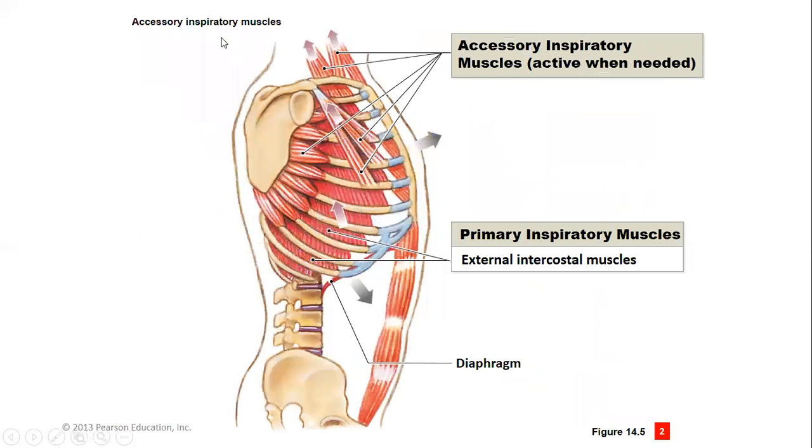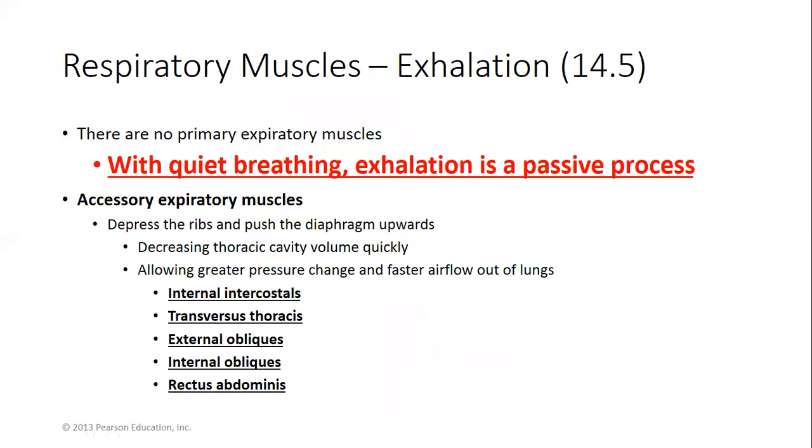So here's active inspiration. So there's the external intercostal muscles that pull the lower rib towards the upper rib, help you breathe in. The diaphragm contracts and flattens out and pulls in this direction, which increases the volume in the thoracic cavity. The pectoralis minor, the scalenes, and the sternocleidomastoid all pull the rib cage superiorly, while the diaphragm contracts and runs inferiorly and increases the volume in the thoracic cavity, which decreases pressure and helps you breathe in.